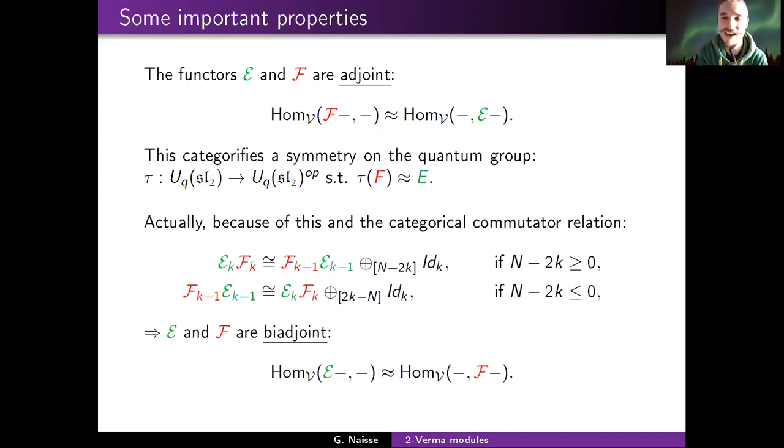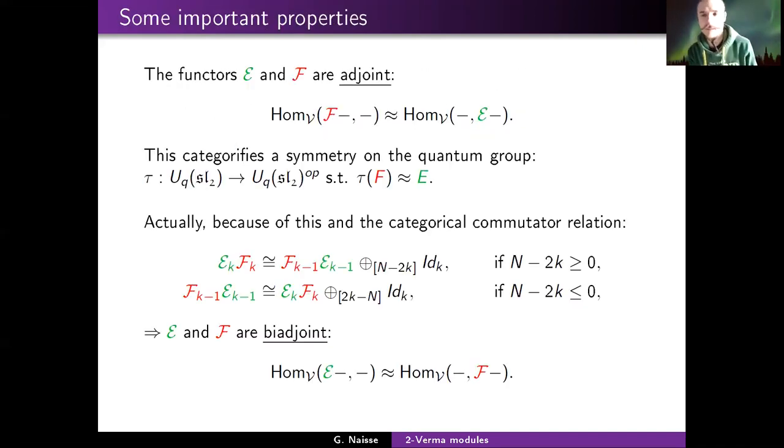I'm coming to there, and yes, you're right, because simply because they are adjoint, and because you have this direct sum decomposition, from this you can deduce that they are biadjoint, and so E is also left adjoint to F in this case. And somehow this categorifies the fact that your finite dimensional representation is symmetric somehow. You can exchange the role of E and F and you still get a finite dimensional representation.